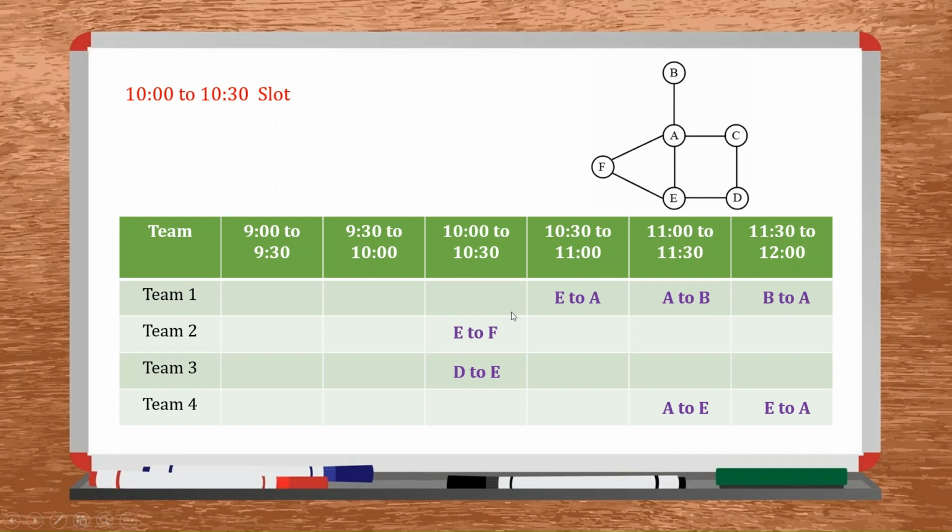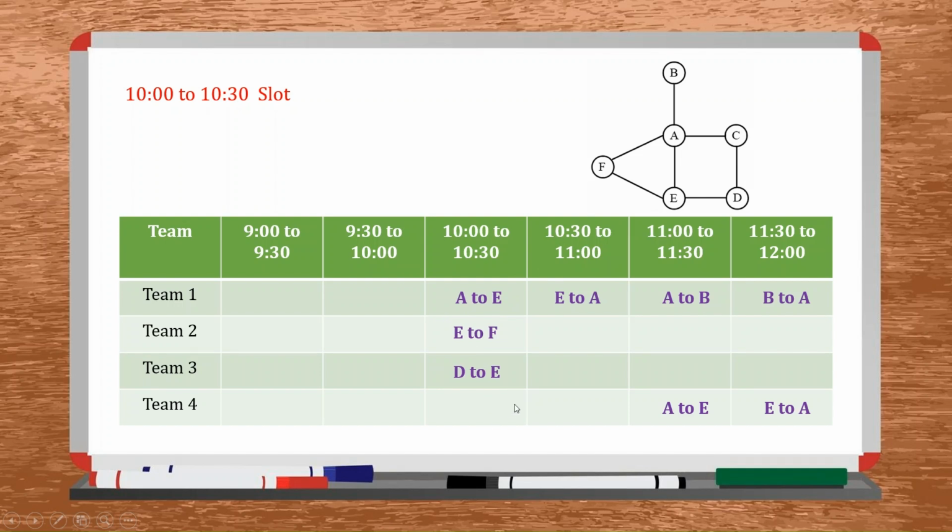So now see this. Team 1 needs to reach station E by 10:30. So from where can it come? It can come from F, it can come from A, or it can come from D. But since E to F and E to D, these two paths are already occupied by other teams, that means team 1 will be traveling from A to E only in this scenario. So let's put A to E here.